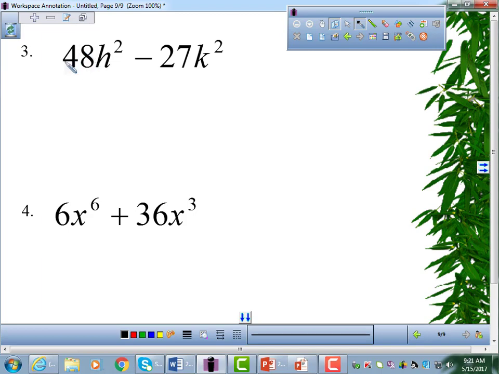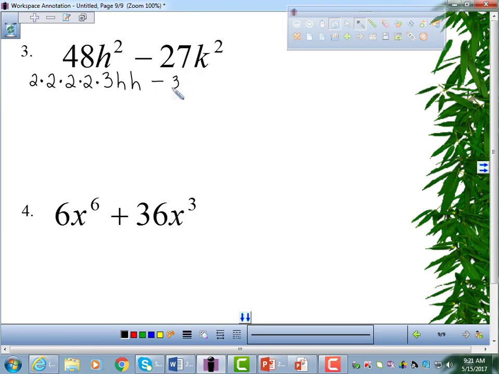Let's break down 48. 2 times 24. 24 would be 2 times 12. 12 would be 2 times 6. 6 would be 2 times 3. Double check yourself. 2 times 2 is 4, times 2 is 8, times 2 is 16, times 3 is 48. H times H.